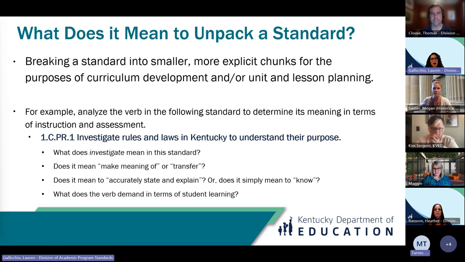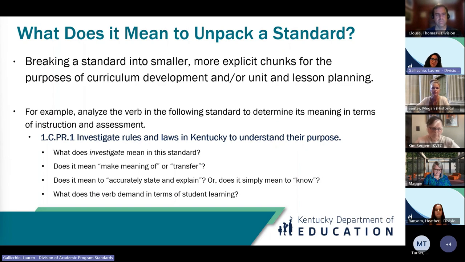So what does it mean to unpack a standard? Unpacking a standard really requires that you break down a standard into smaller, more explicit chunks for the purposes of curriculum development and or unit and or lesson planning. In our example here, we're asking you to analyze the verb in the following standard to determine its meaning in terms of instruction and assessment.